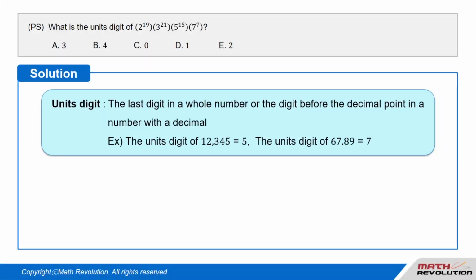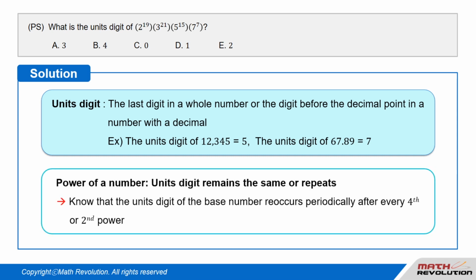Solution. Units digit. The units digit is the last digit in a whole number or the digit before the decimal point in a number with a decimal. For example, the units digit of 12,345 is 5, and the units digit of 67.89 is 7.